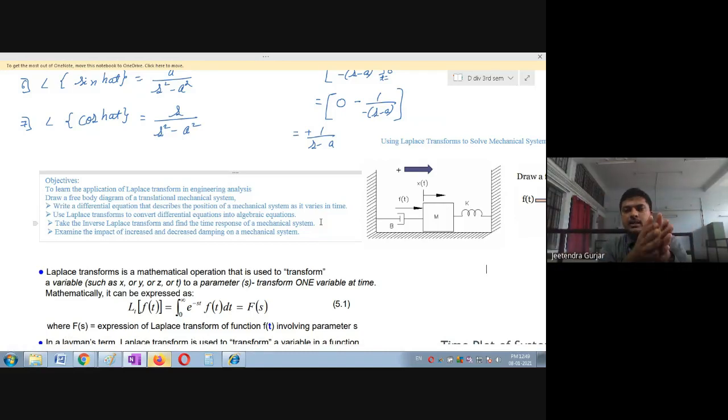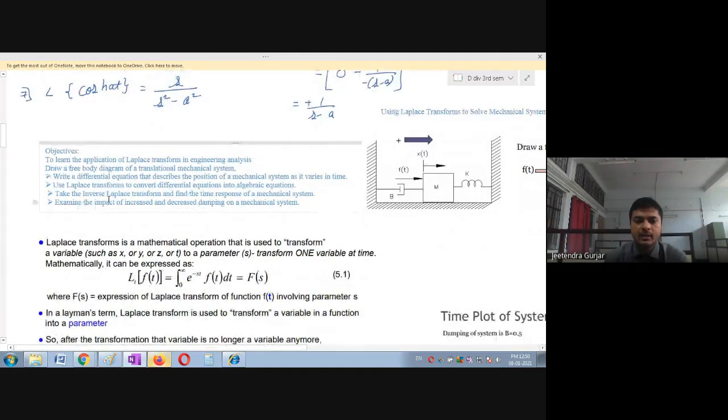Initially we are going to start with zero time, am I right? Then it is continuously increasing to a certain time, which we have taken as infinite time. The time doesn't stop, right students? It is infinitely calculated. Where it is going to stop, don't know. So the interval we are going to take here is 0 to infinity. The next objective we have is examining the impact of increased and decreased damping of the mechanical system.